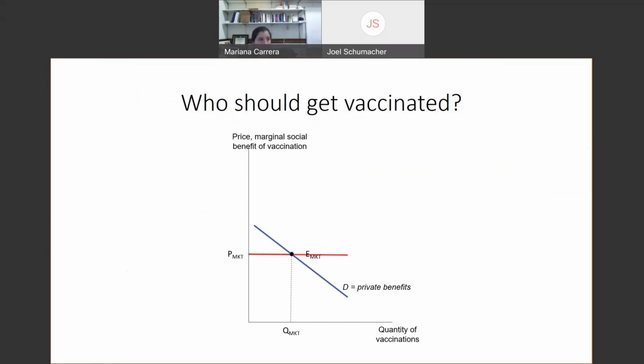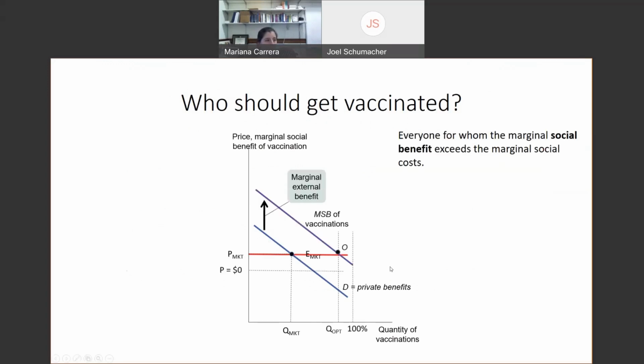So what if they had just turned around and said, okay, we're now going to sell these to people at $20 per dose? Some people would be willing to get vaccinated, but the amount of people for whom private benefits are higher than that cost is quite a bit smaller than the amount of people for whom the social benefits are higher than the cost. And this is the quantity that we would view as the social optimum when we're taking into account external benefits as well as private benefits.